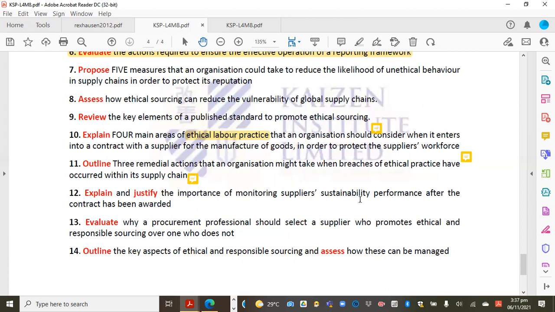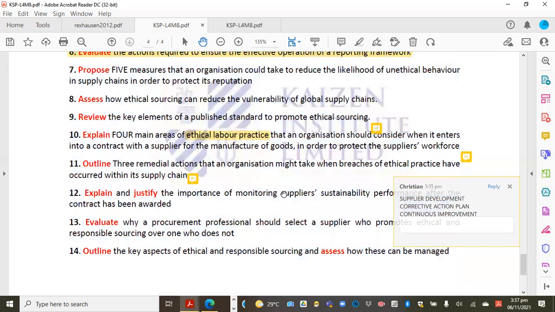Then we can evaluate why a procurement professional should select a supplier who promotes ethical and responsible sourcing over one who does not. These ones, let me allow you to talk. I know you are tired, but question 13. Hello, Joshua. Oh, you've been silent for a while. So, kindly say something.